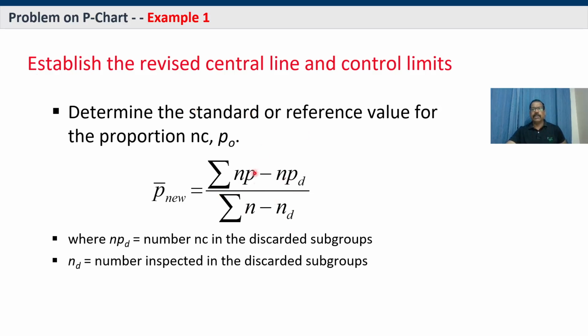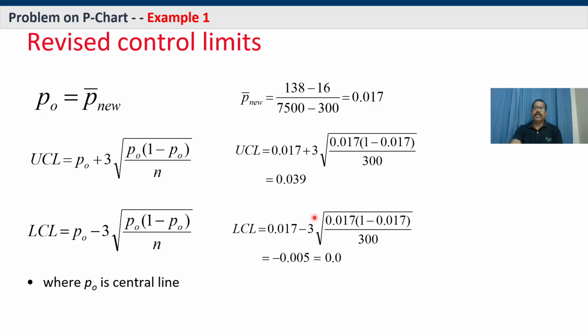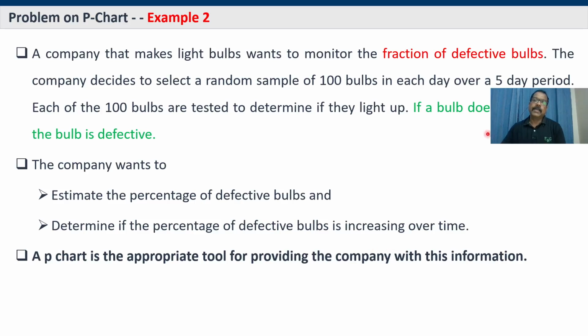So the same thing, formula wise, it is given. The particular data points are removed from the data. Say 138 minus 16, 7,500 minus 300, you get the new P bar value. And similarly, once you find the new P bar value, then you can calculate the UCL and the LCL. Once you have all these values, we can plot the P chart if we have all 25 data. That's it. Okay.